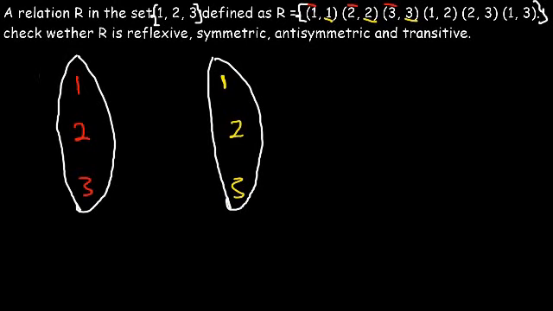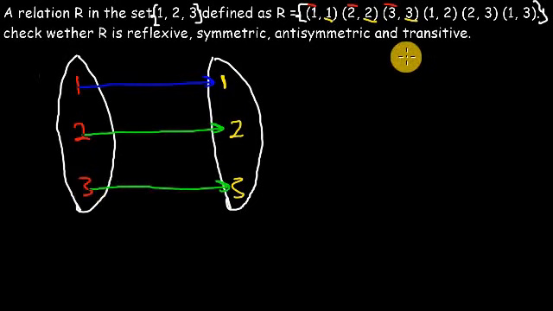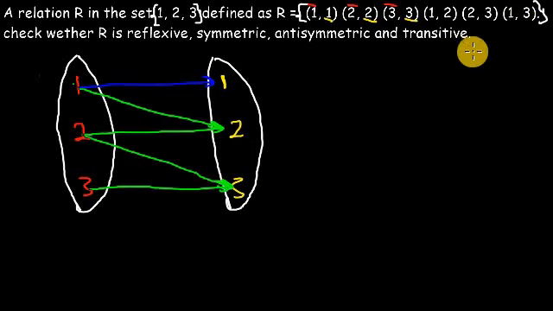So let me begin the ordered pairs now. I should be comparing them with each other. For the first ordered pair, 1 is related to 1. For the second one, 2 is produced to 2. For the third one, 3 is produced to 3. For the fourth one, 1 is produced to 2. For the fifth one, 2 is produced to 3. Then for the sixth one, 1 is produced to 3.